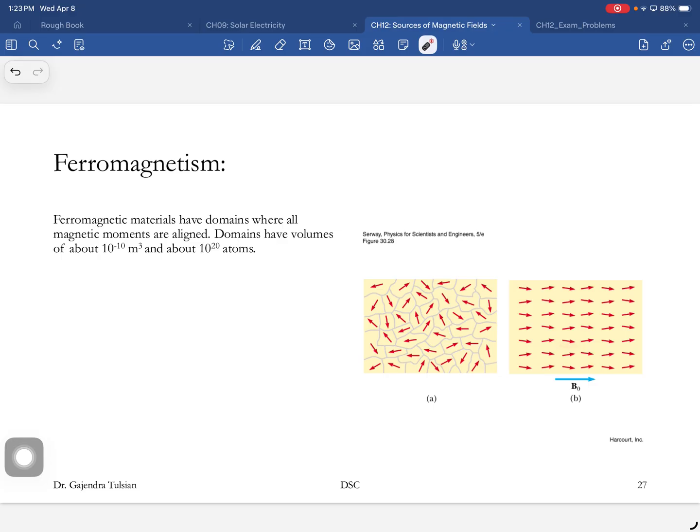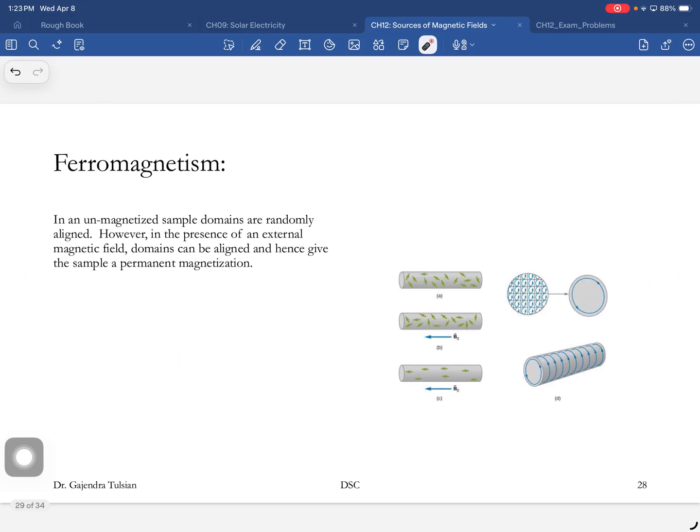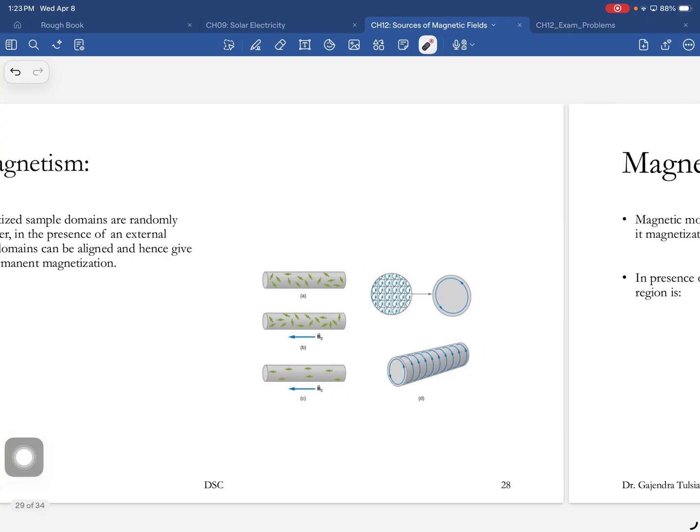How do you align them? With a magnet? What you can do is wrap wires around them like that and pass a strong current, which will produce a magnetic field and align them. So if you apply a strong magnetic field, you can align them. And this can be demagnetized by heating it and so on. But you can align them by passing a strong current.